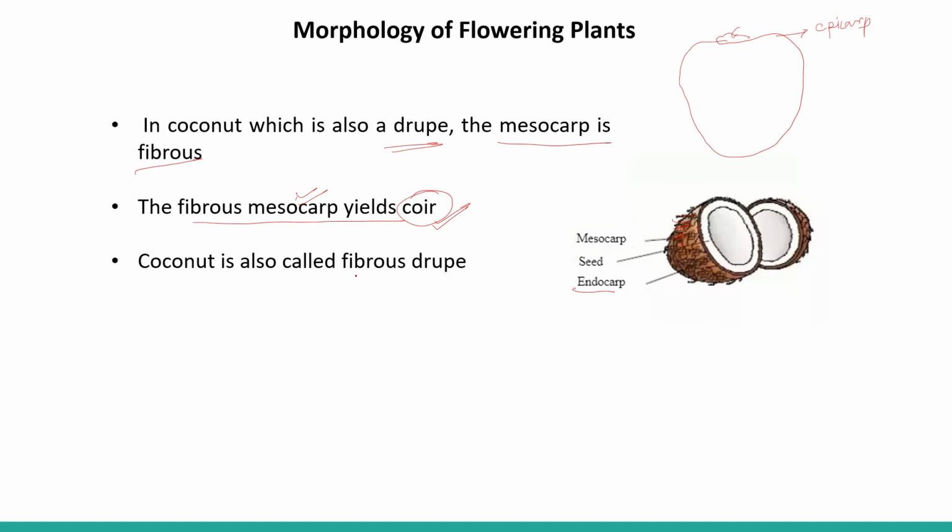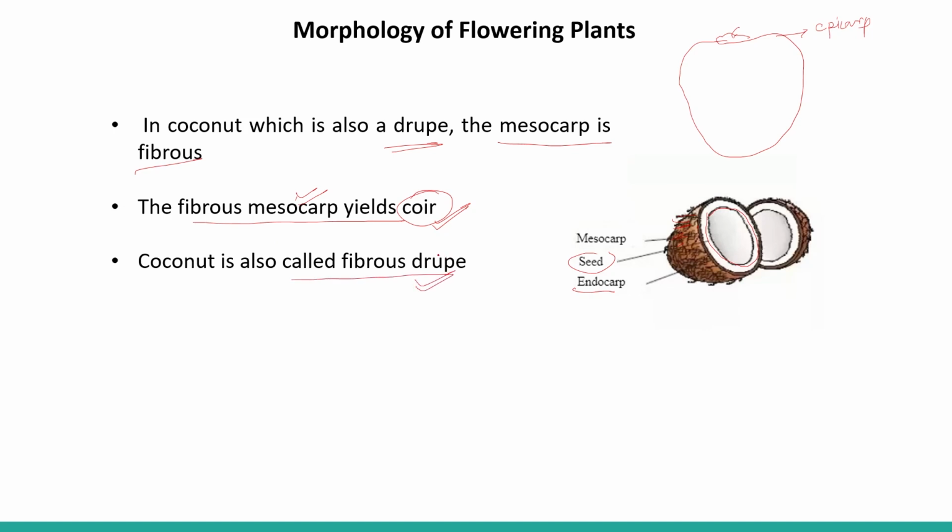And what we eat of the coconut, what is the edible part of the coconut? That is the seed. That is the white part. Okay. So coconut is also called a fibrous drupe.